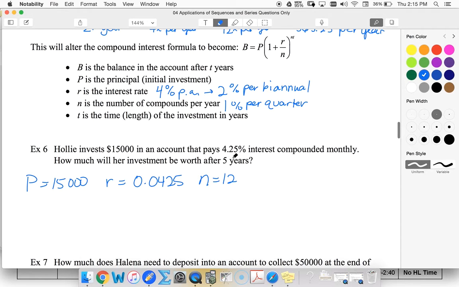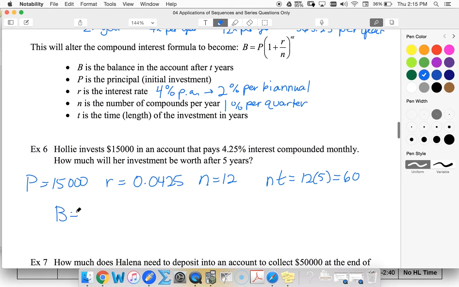So if I think about this, after 5 years, you'll have compounded a total of 60 times. So NT is 12 times 5, which is 60. And that means that over the 5 years, compounding every month means that I compounded 5 times 12.